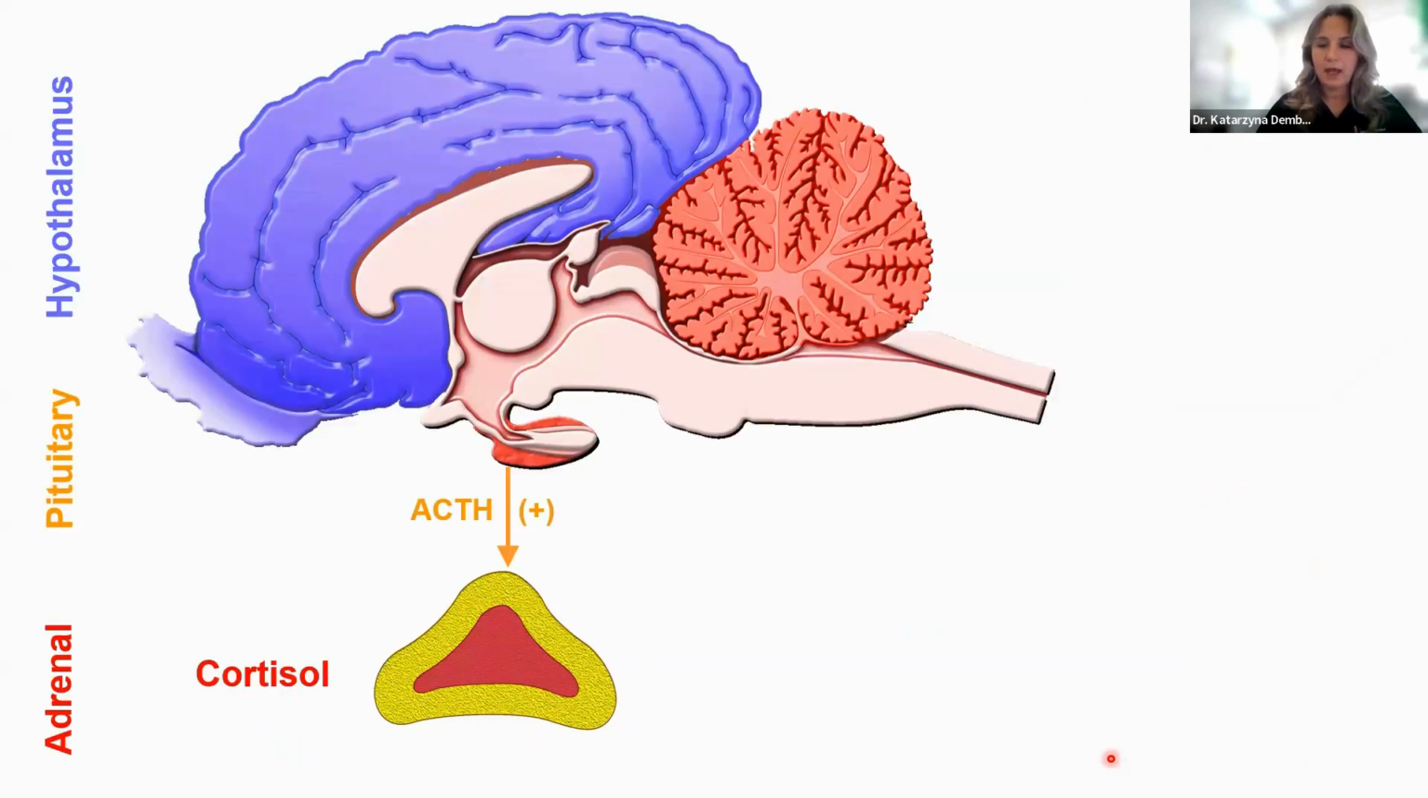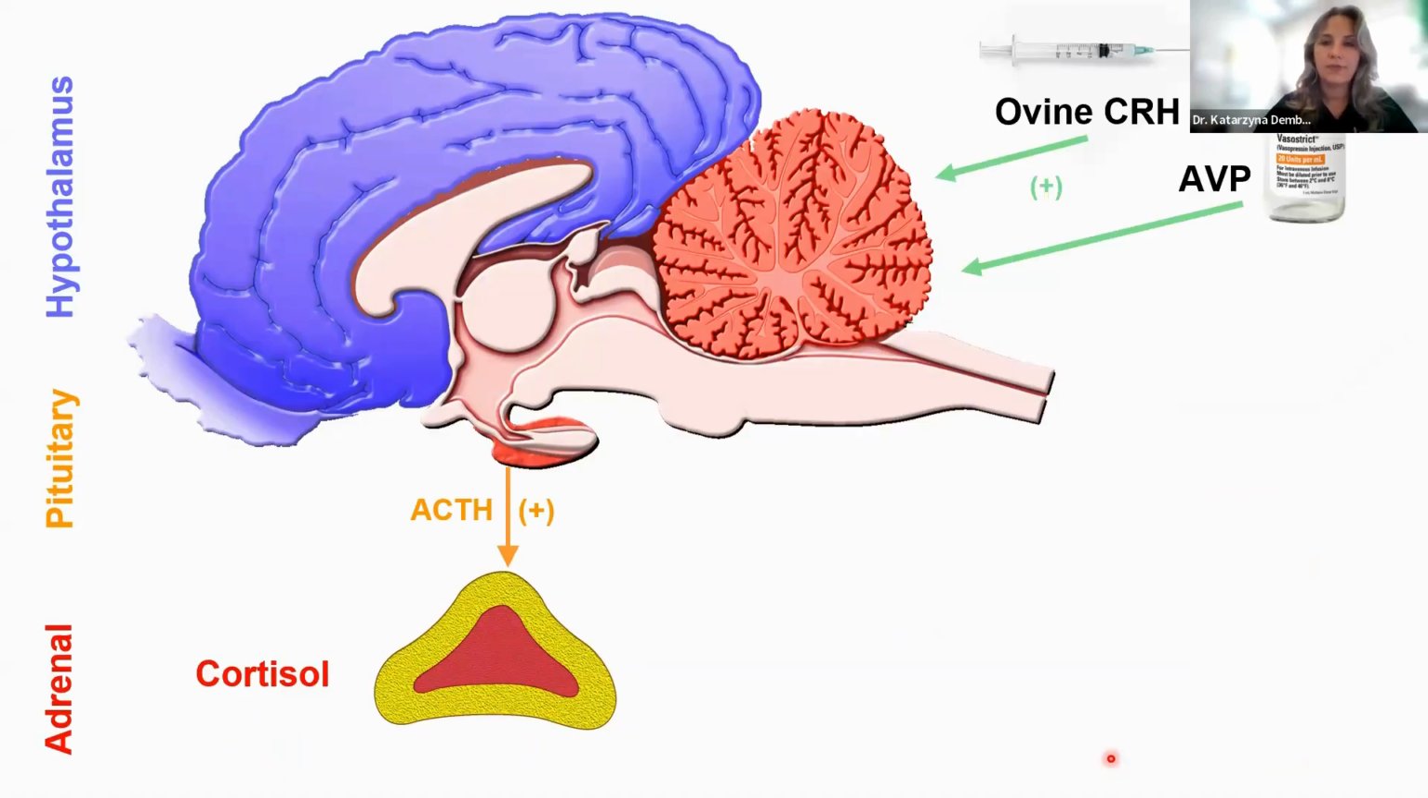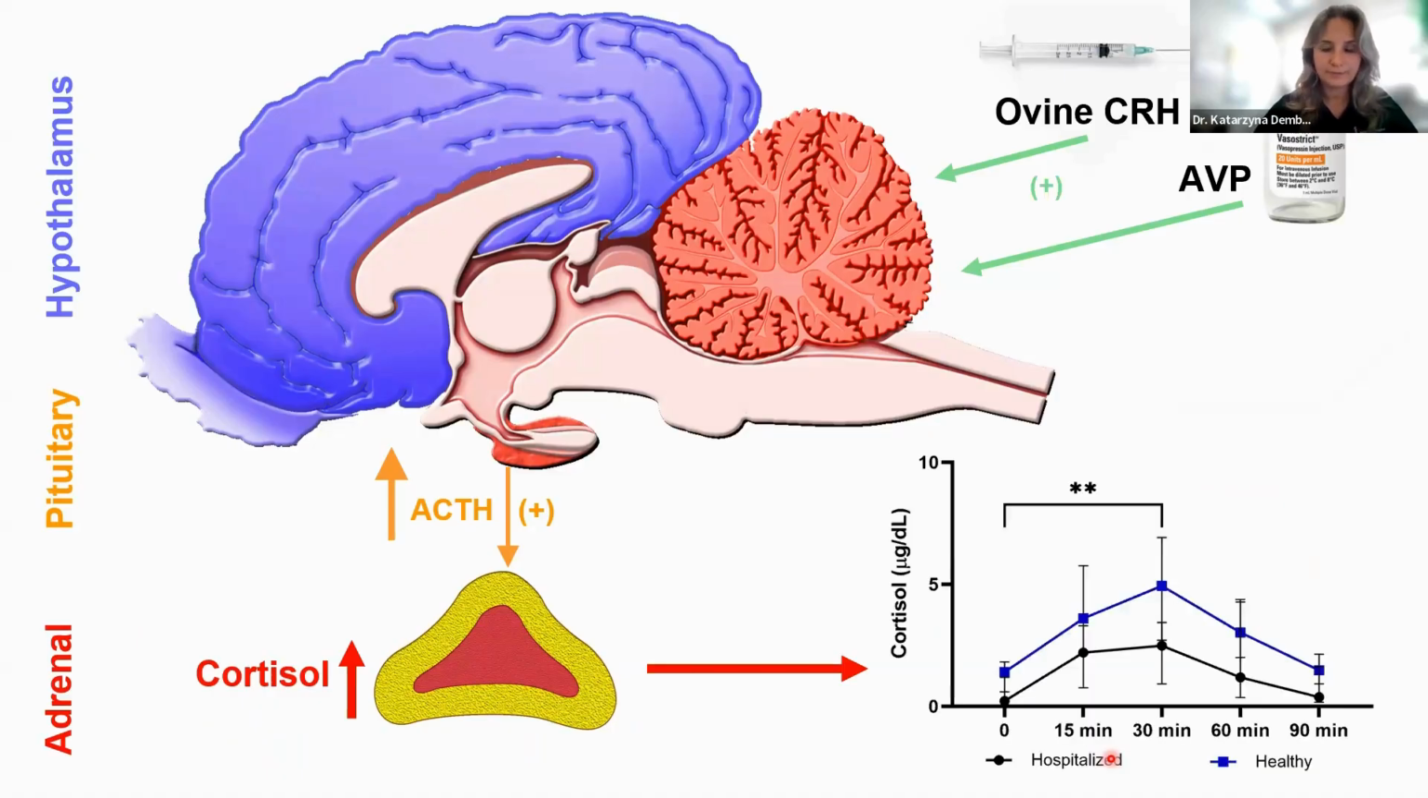So the overall idea is that when we administer exogenous vasopressin or ovine CRH in a normal healthy foal, we would see a significant increase in ACTH and cortisol. And this is how it looks when we make a graph.